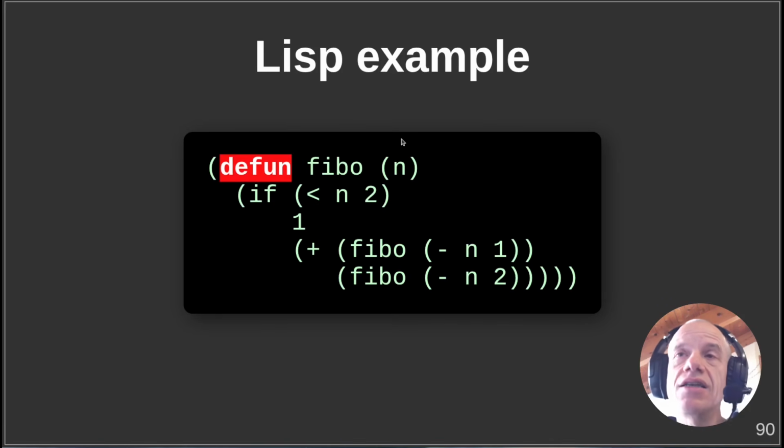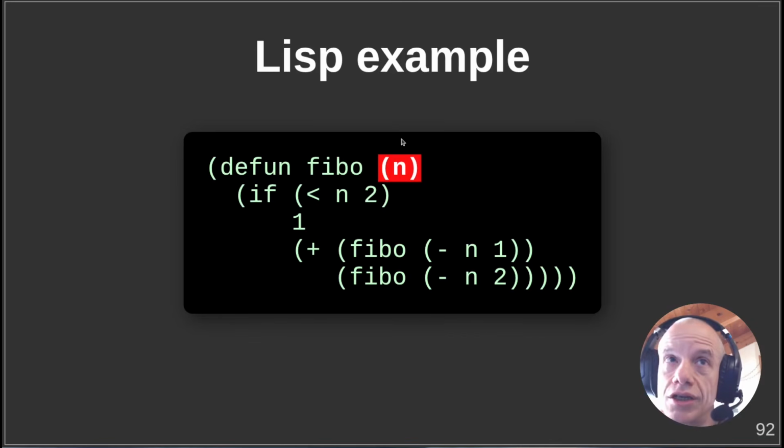So here we have a list that starts with the symbol define, that stands for define function. Then we have the function name, that is another symbol, Fibo, for Fibonacci function. And then we have a list that is the list of the parameters. Here we have just one parameter that is n, that is a number. Like I said, you can think of it like Python, so dynamic typing.